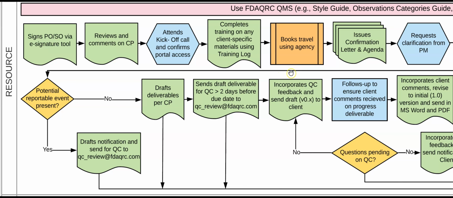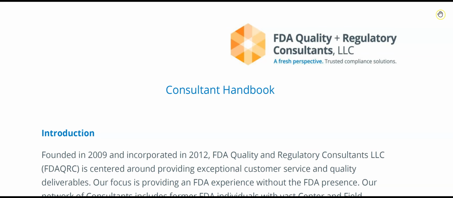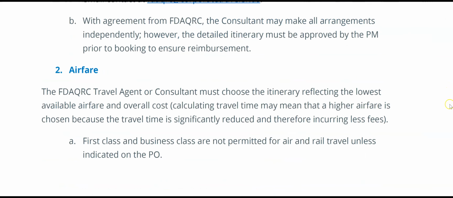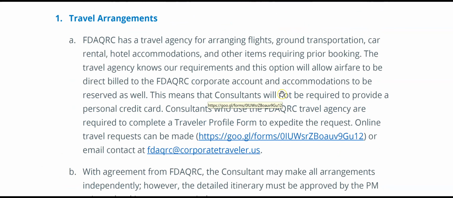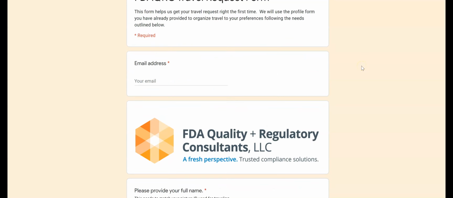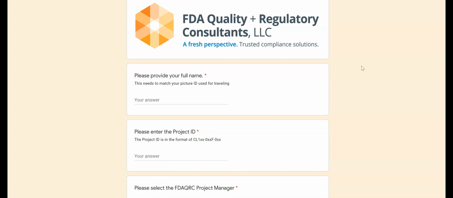The resources are now ready to book their travel. Please reference the Consultant's Handbook. Please look under Section 5, Number 1 in regards to travel arrangements with FDA QRC. Consultants who use the FDA QRC travel agency are required to complete a traveler profile form to expedite your request. Next, the resource would fill out an online travel request form. Here's an example of what the FDA QRC travel request form would look like.